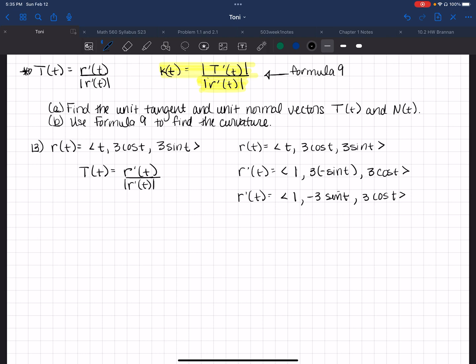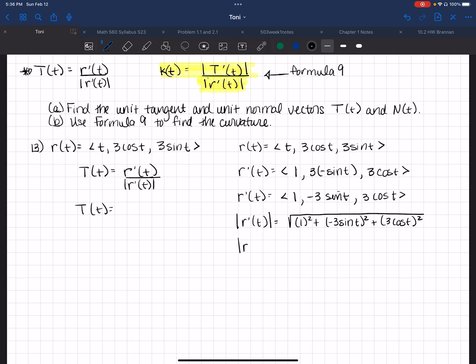Now, you'll notice that if I want T of t here, capital T of t, I need R prime of t, and then I've got to divide it by the length of R prime of t. So we need to find the length of R prime of t. Now, we go ahead and find this length just like we normally do. These are the coefficients of i, j, and k. So we're going to take the square root of the coefficients of i, j, and k squared. And yes, that does mean include the sine t and the cosine t. So I have 1 squared plus negative 3 sine t squared plus 3 cosine t squared.